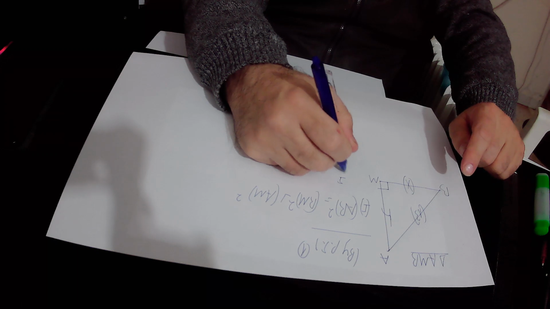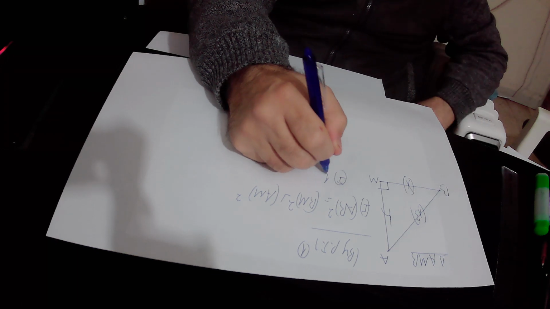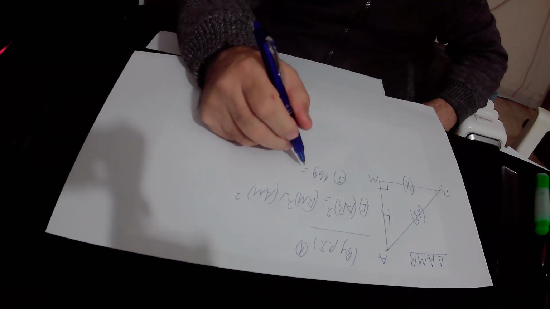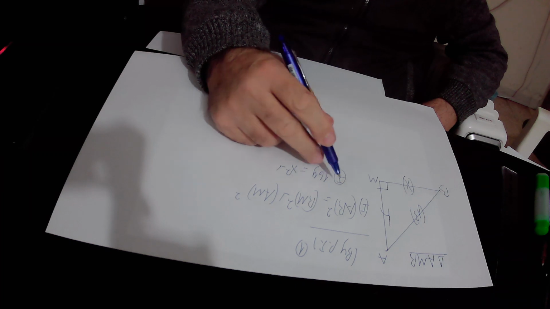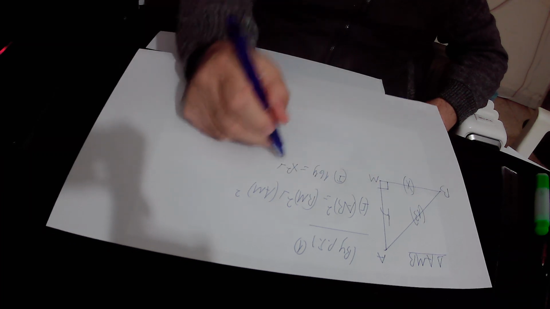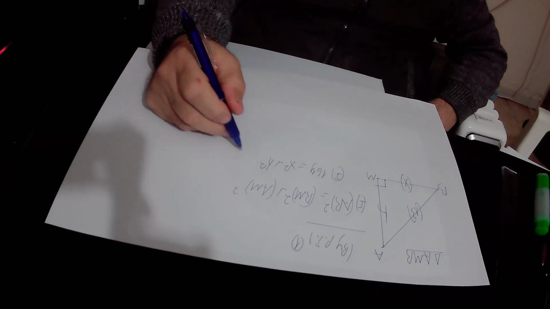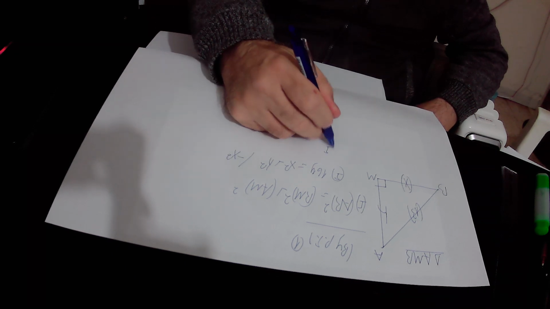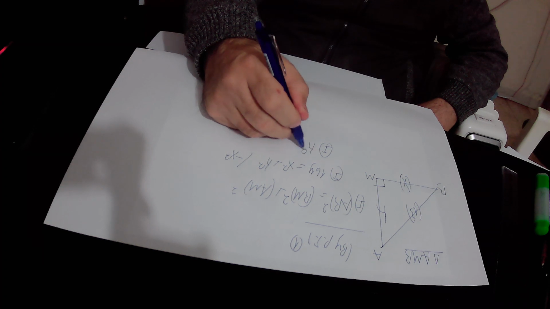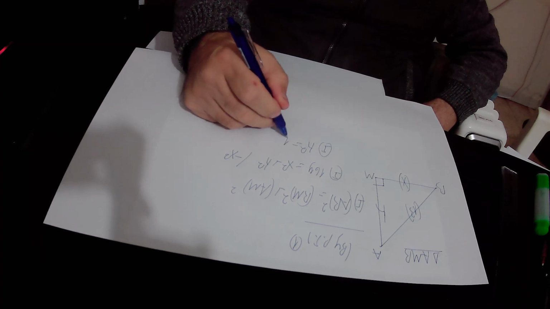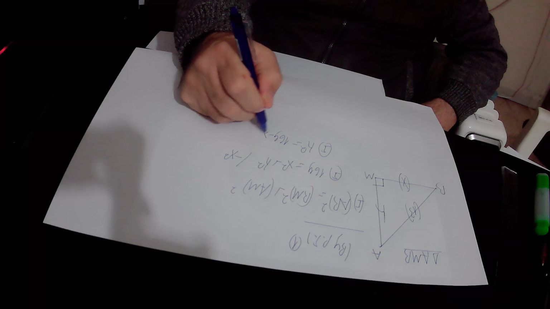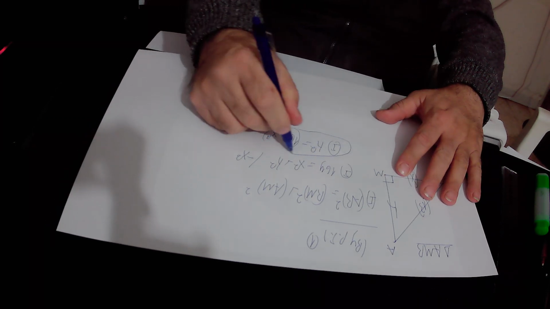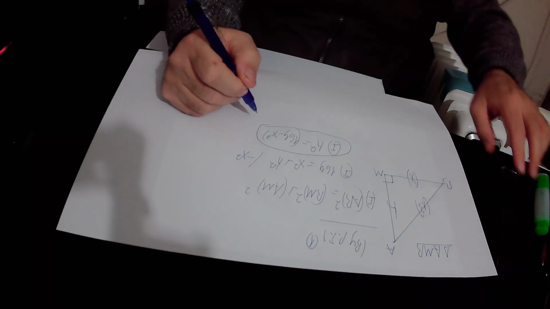So AB is 13, therefore AB squared is 13 squared, that is 169. This equals BM squared. BM is X, therefore BM squared is X squared. Plus AM squared. AM is H, therefore AM squared is H squared. We subtract X squared from this equation, and finally we get, according to equation number 1, H squared equals 169 minus X squared.